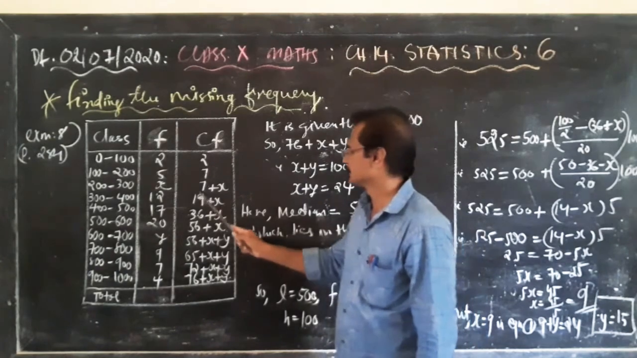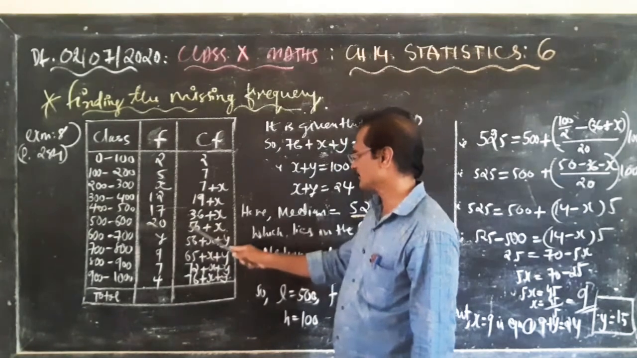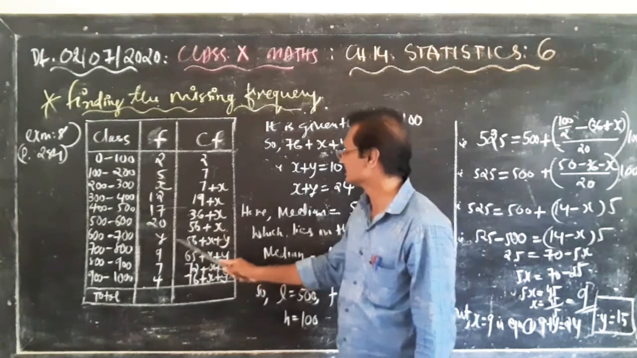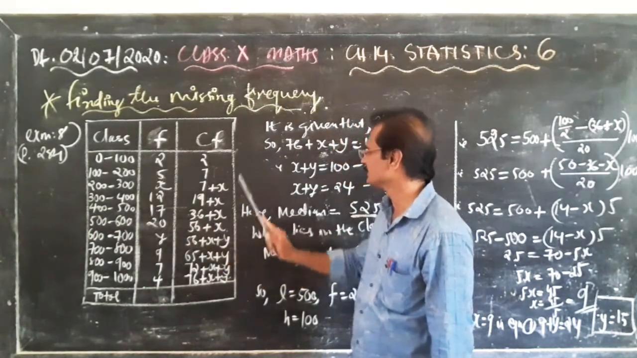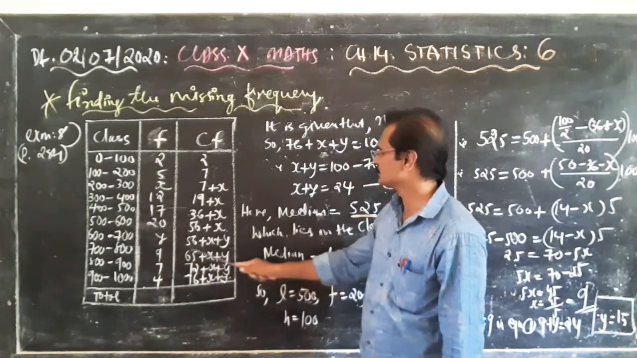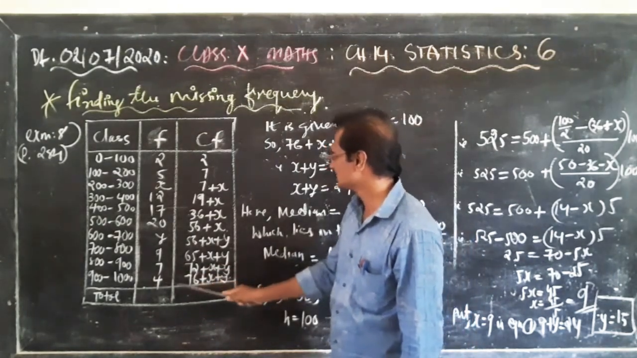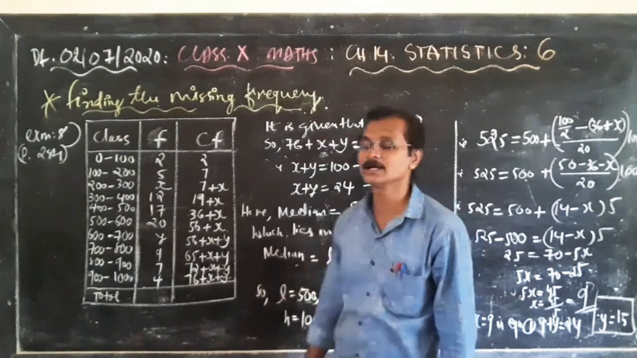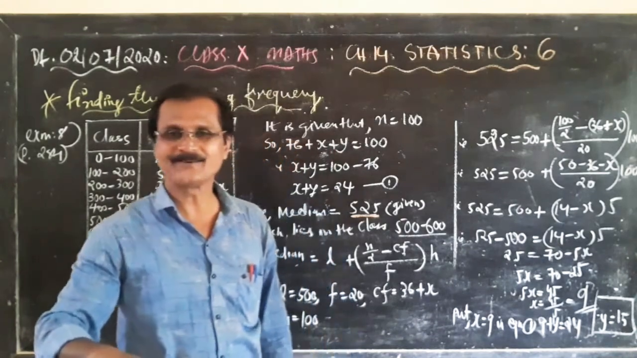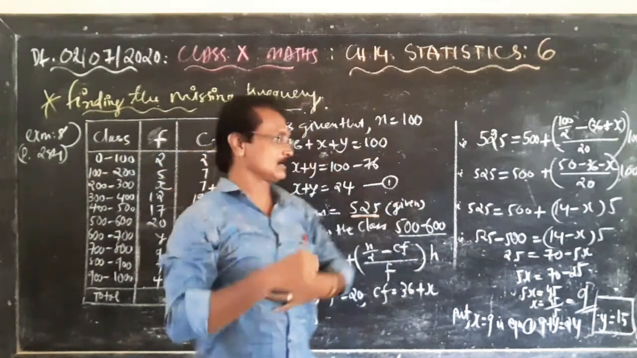Keep that x. 19 plus 17, 36 plus x. 36 plus 20, 56 plus x. Now 56 plus x plus y, so we need to add y here. Now 56 plus x plus y plus 9, that is 65 plus x plus y. Then plus 7, that is 72 plus x plus y. And 72 plus 4, that is 76 plus x plus y. That is the cumulative frequency. Okay, now the first part is over, the preparation of the table is over. So what we need to do now is the calculation.